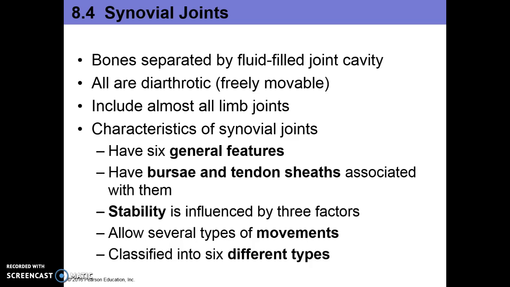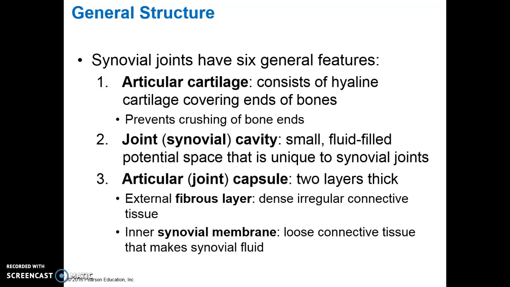They have a bursae, or bursa for singular, and tendon sheaths associated with them. These are for resisting abrasion and frictional rub between two adjacent structures that are moving, usually in opposite directions. Stability is influenced by 3 factors of a joint, and they allow several types of movements, and these are classified into 6 different types of movements. So the general structure, basically, here's the verbiage of that.